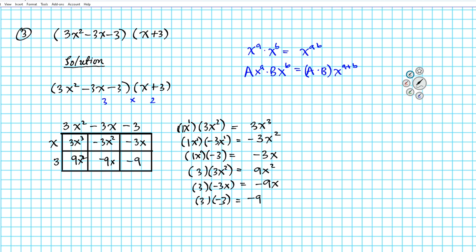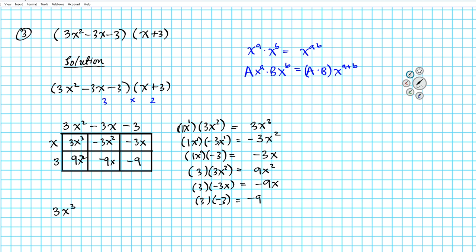So we've completely filled out our multiplication chart or matrix. All we have to do now is combine like terms and we're done. Let's start with the highest degree term, 3x to the third, the cubic term. There's nothing to be combined with, so it's just going to be 3x to the third.